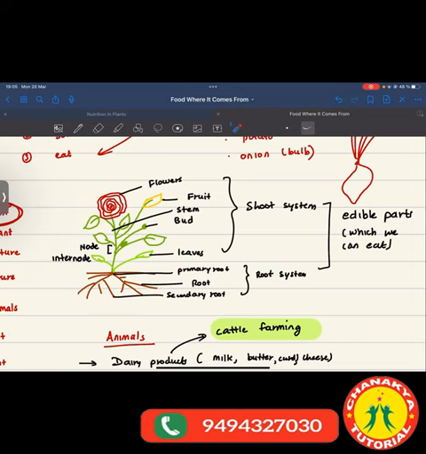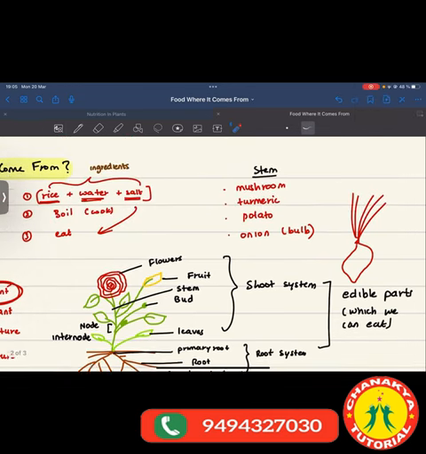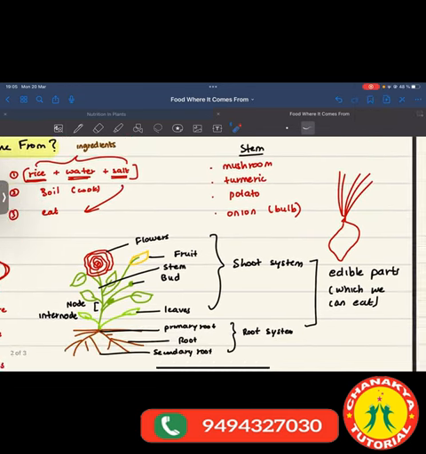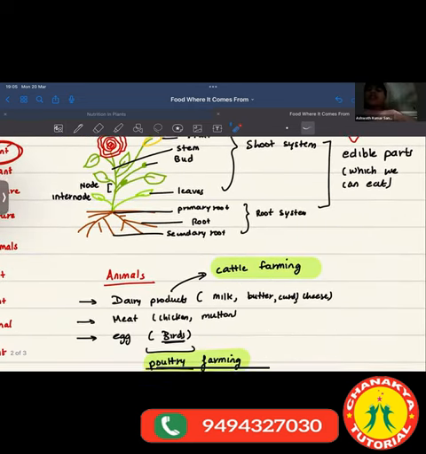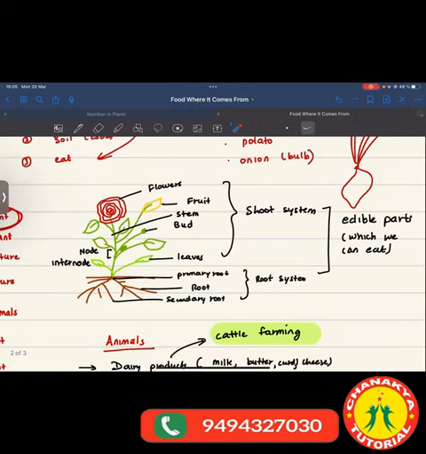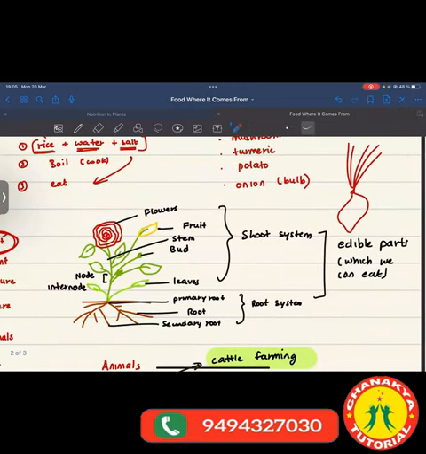Potato, onion. Onion, potato, all are roots? Yes, ma'am. They're not roots. They are stems. What are the roots that are edible? Carrot. Very good. Carrot, radish, all they are roots.